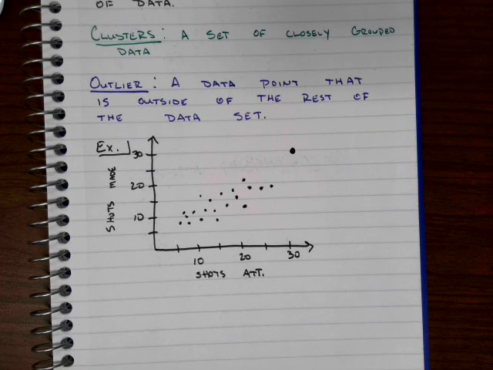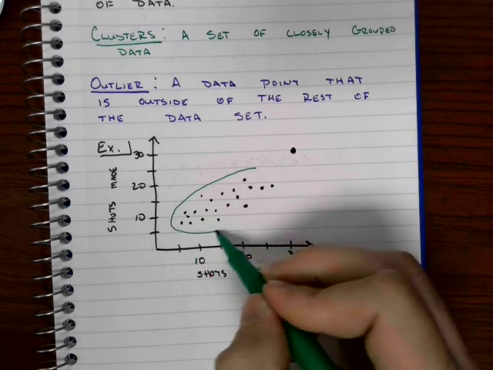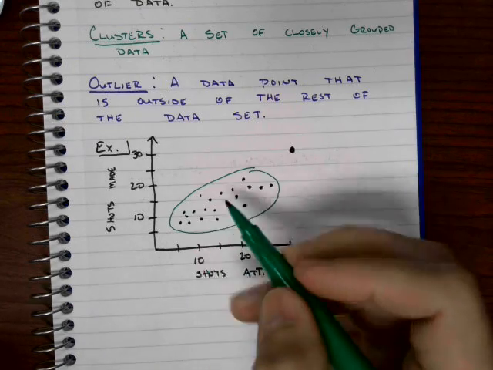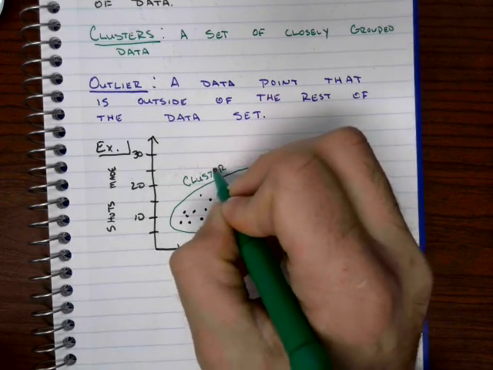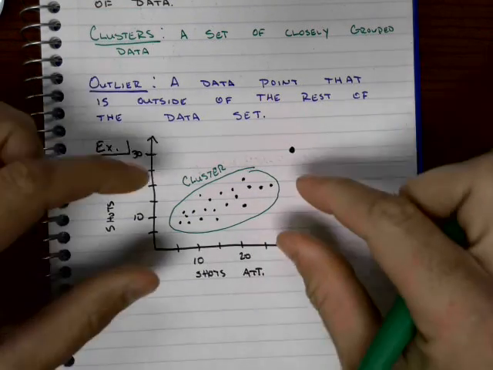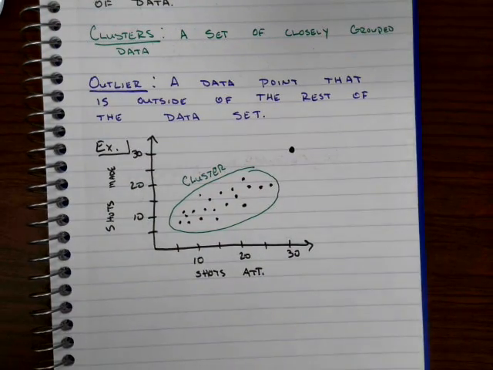Now, if I was to look at this data, I would consider this to be a cluster of data. All of this is grouped together. So this would be your cluster. This is the main part of the data. How do I know it's the main part of the data? Well, it's a huge group of the data that is all kind of together.